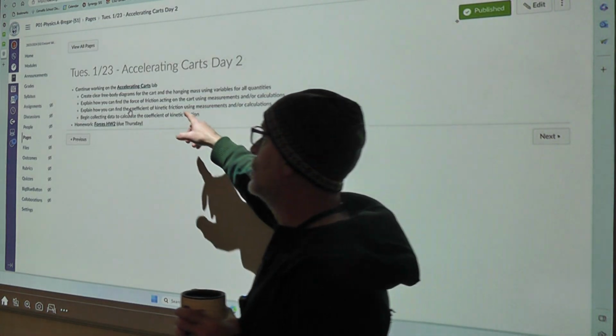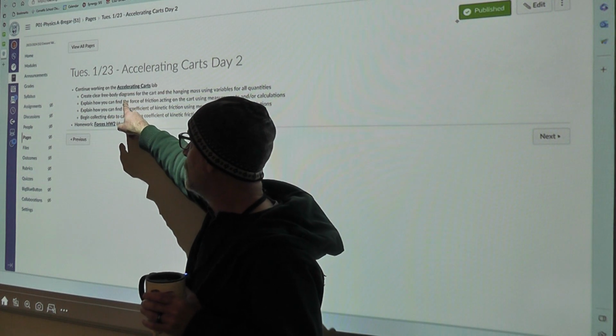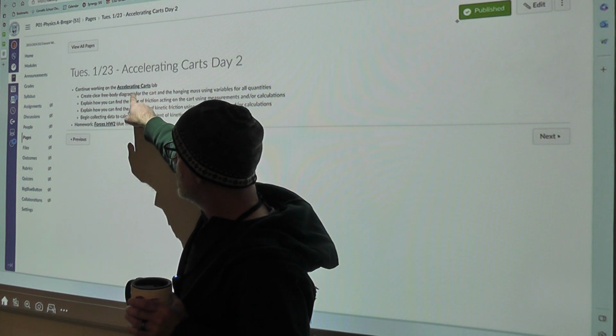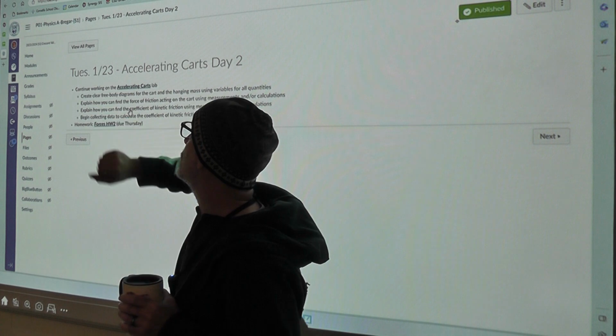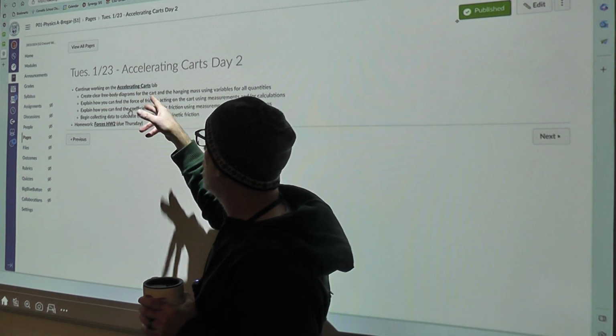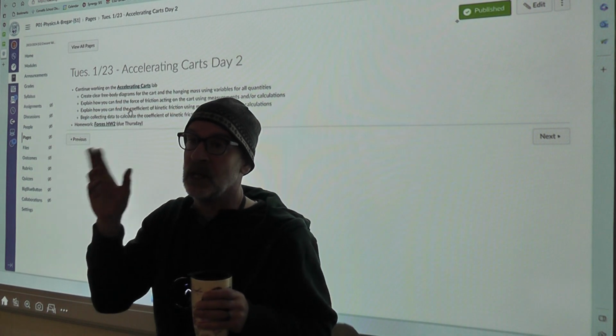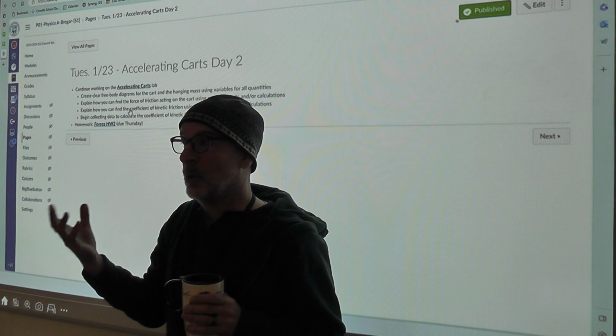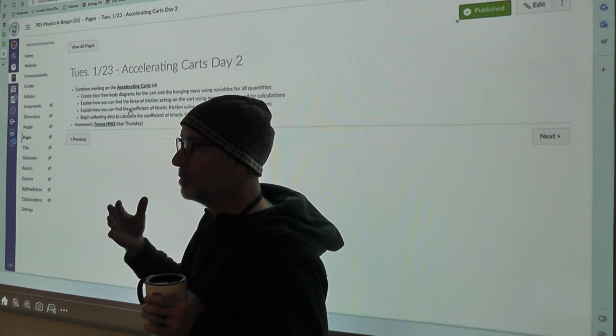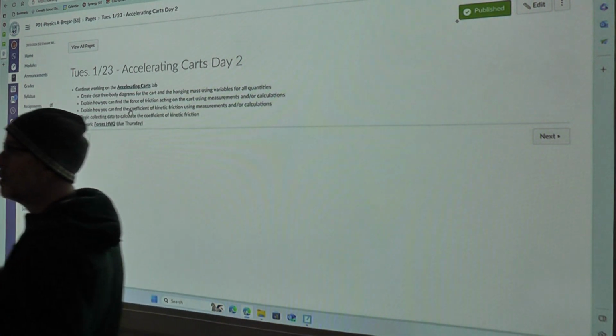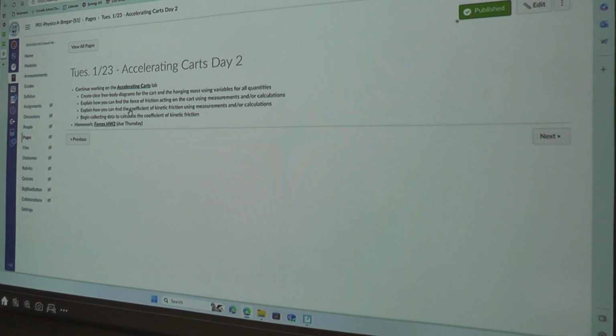So what I have laid out for you to do today is to make some free body diagrams for the cart and the hanging mass. Many of you have already done that. I want to see those before you go any further. And some of you should be prepared that I'm going to ask you to do more, because I'm not 100% confident that you have the whole free body diagram thing nailed down.